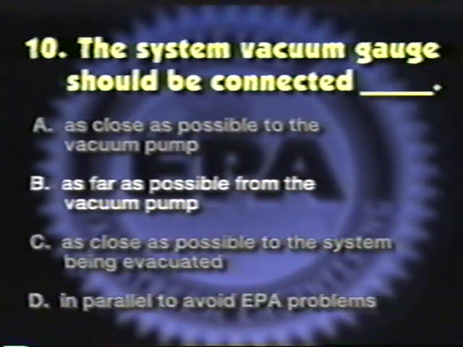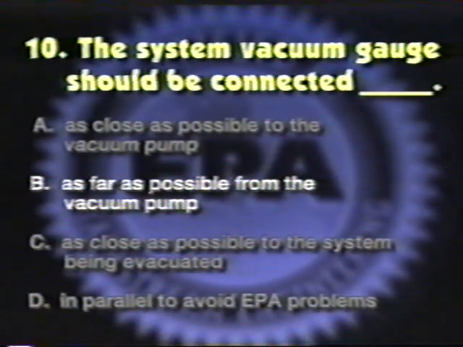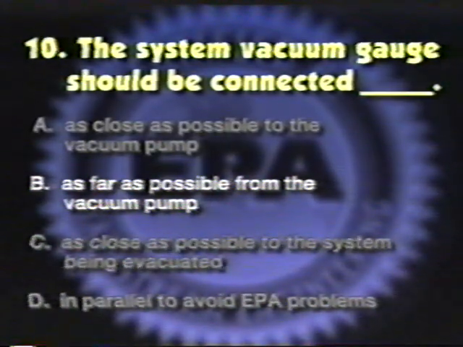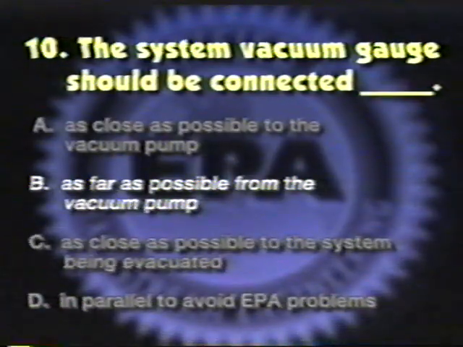The correct answer here is B. The system vacuum gauge should be connected as far as possible from the vacuum pump in order to obtain accurate readings. The vacuum pump should be isolated from the unit when reading the final vacuum.